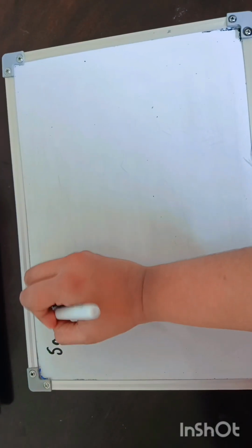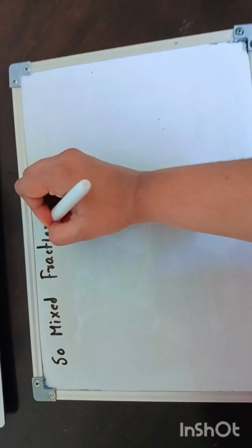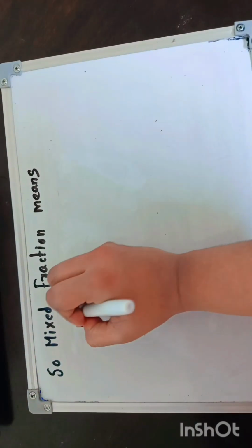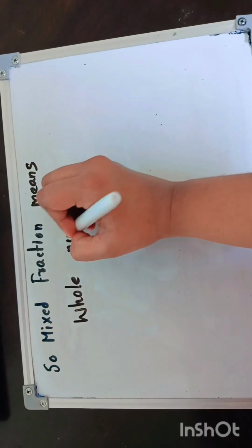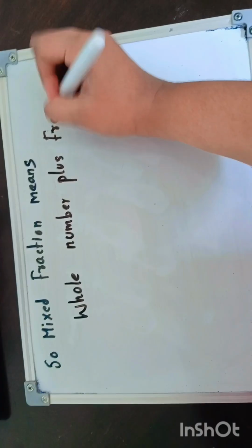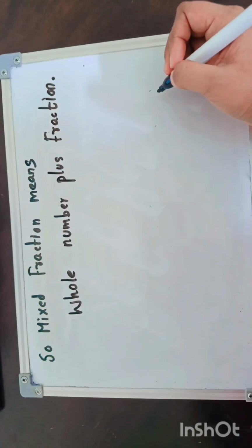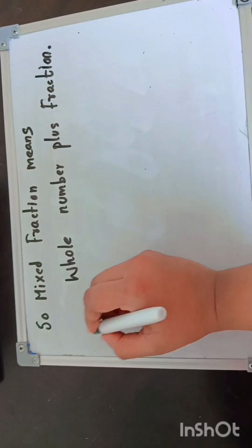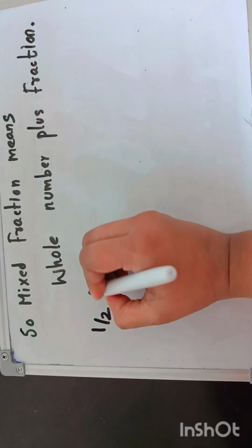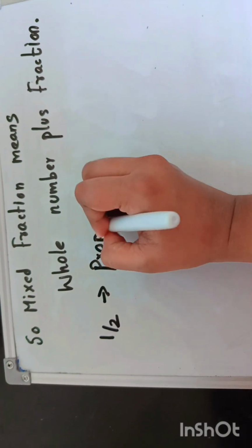Now before converting this, we should understand one small thing. First of all, we have proper fractions and we have improper fractions. Mixed fraction means whole number plus fraction. Now let's see what a proper fraction is. Let me write an example: 1 by 2. This is called a proper fraction. Do you know why?